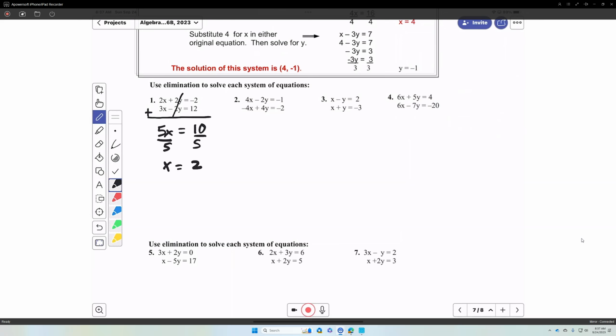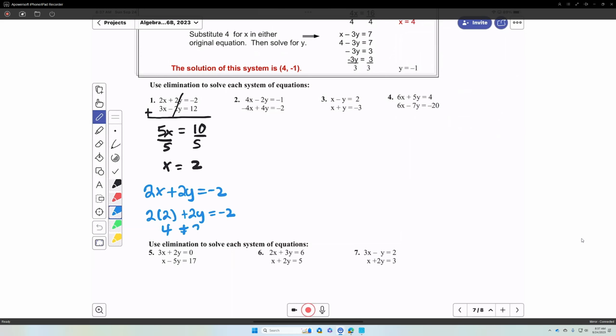So now the next question is, how do we find the y value? Well, you're going to go back and use one of the equations. So I'm going to use 2x plus 2y equals negative 2. You could have chosen the other one if you wanted to. So you have 2 times 2 plus 2y equals negative 2.